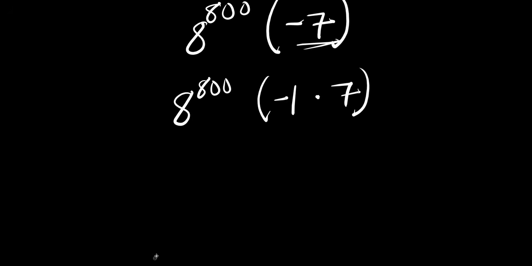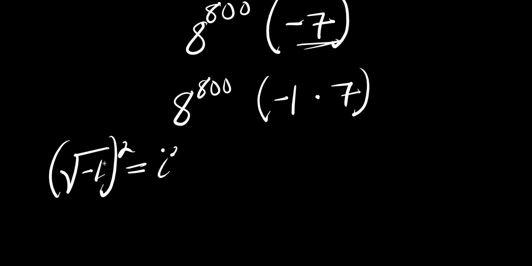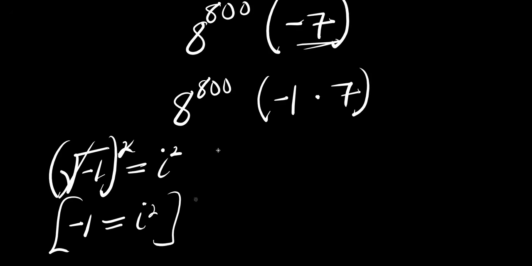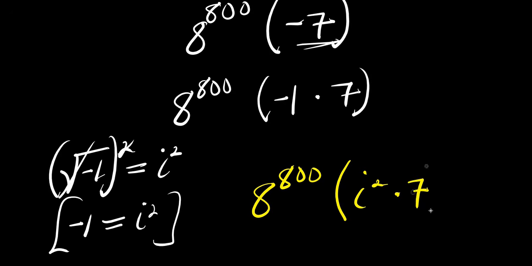From here, I will simply consider this complex rule. We have square root of negative 1. This equals i. If you take the squares, it cancels this. You have negative 1 equals i power 2. So that means we are going to have 8 power 800 times negative 1, which is i power 2, times 7.